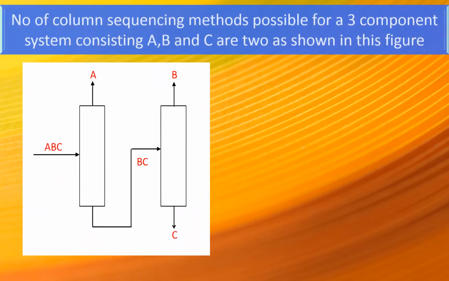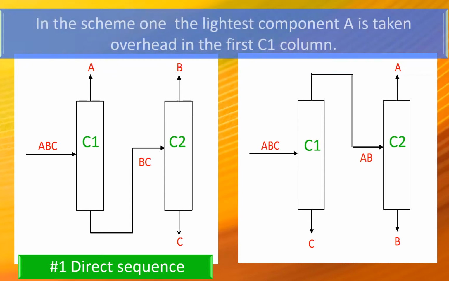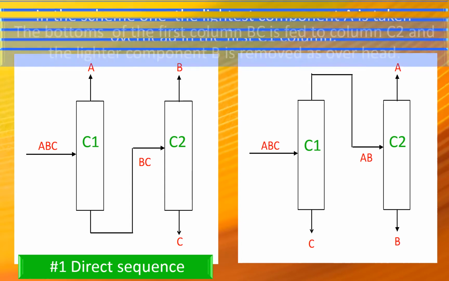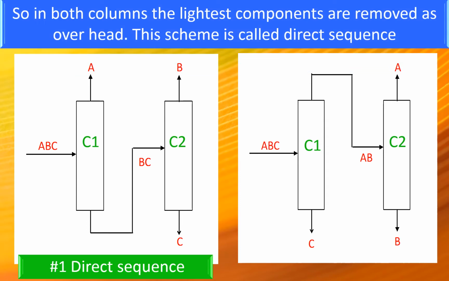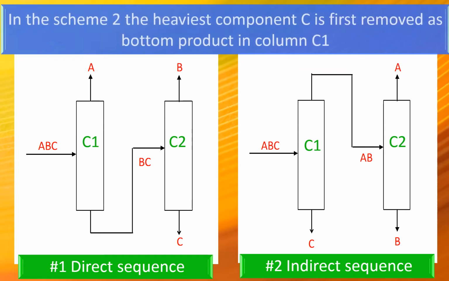The number of sequencing methods possible for a three-component system consisting of A, B and C is 2, as shown in this figure. In scheme 1, the lightest component A is taken as overhead in the first column C1. The bottoms of the first column, BC, is fed to column C2 and the lighter component B is removed as overhead. So in both the columns, the lighter components are removed as overhead. This scheme is called direct sequence.